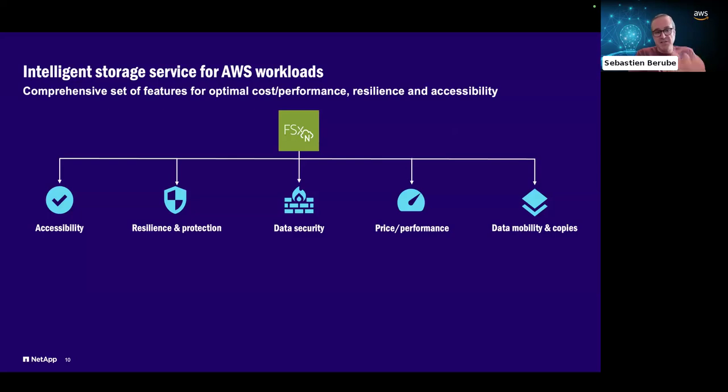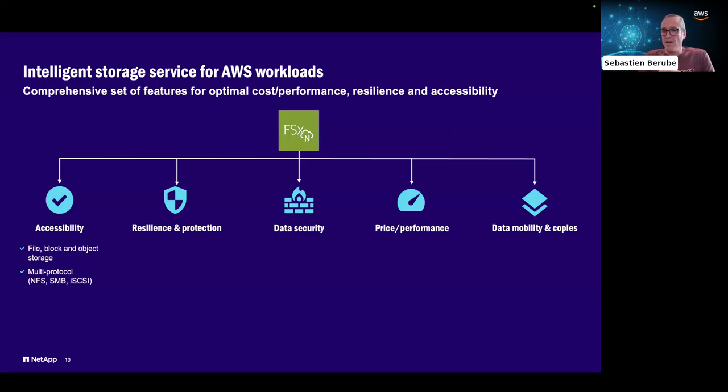But let's focus now. Let's start with accessibility. I mentioned that block storage is predominantly EBS. Well, one thing that changed 3 years ago when we launched FSx for NetApp ONTAP is that we now have a second offering for block storage within AWS, and that is through the use of iSCSI inside FSx for NetApp ONTAP.